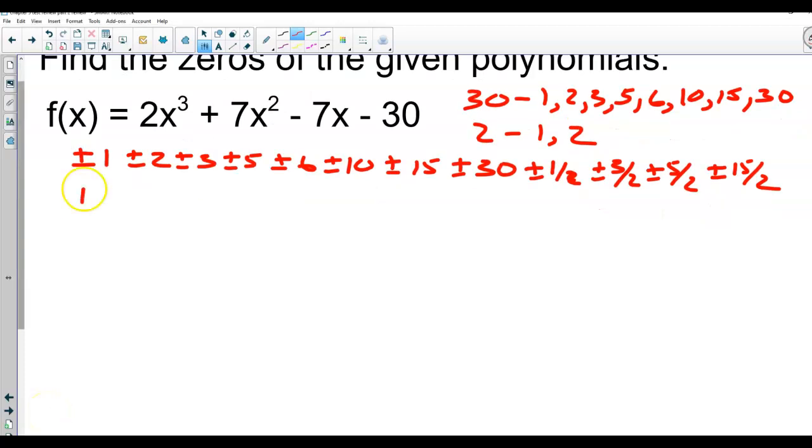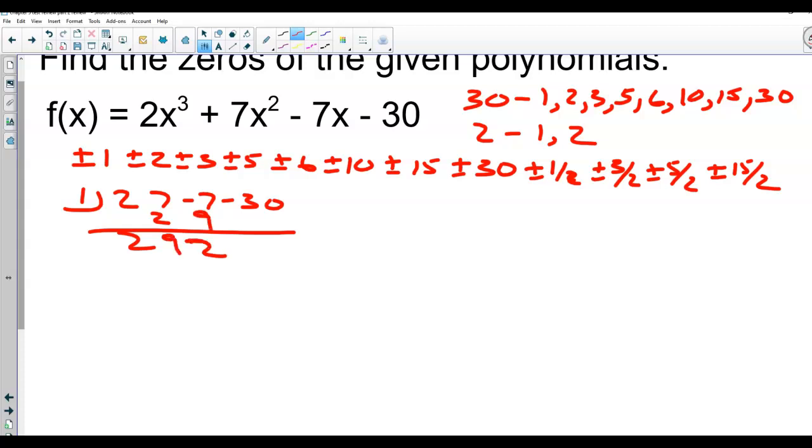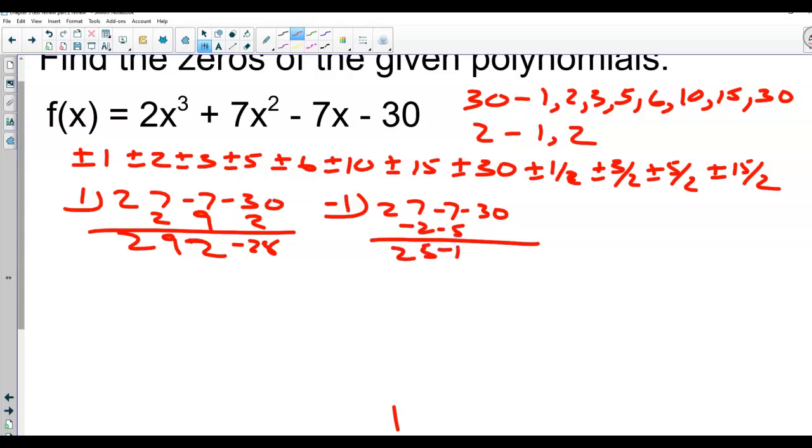I always like to start with 1 and -1. Drop the 2. We get 9. 9 times 1 is 9. Positive 2. Does not work. Try -1. 2, 7, negative. -7, -30. Drop the 2, -2, we're at 5, -5, we're at -12. 12, we're at -18, that doesn't work.